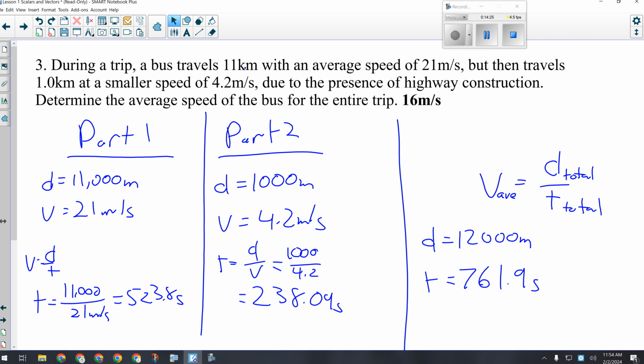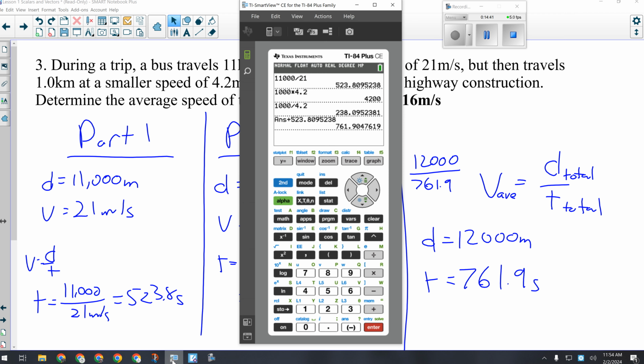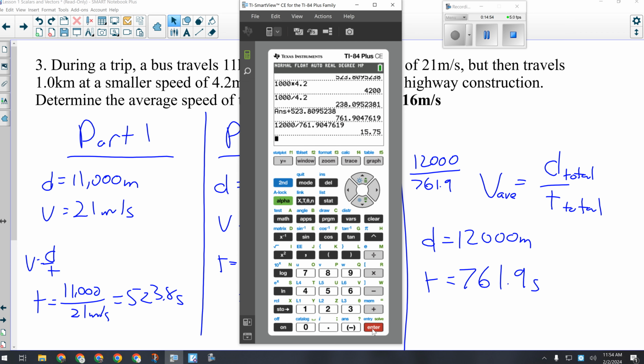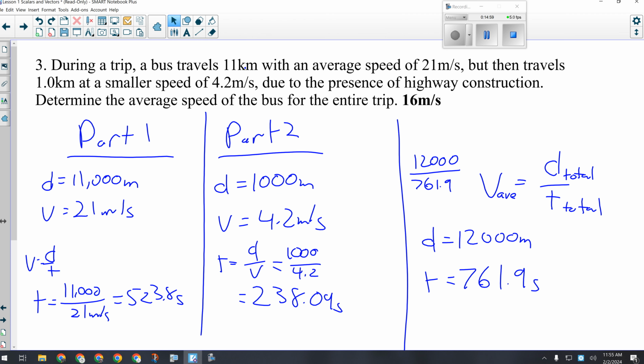Okay, can I get the average speed now? Okay, total distance over total time. So we take our 12,000, we divide it by 761.9. Okay, but with all of our decimals. Whoops, did that backwards. Okay, so the average speed ends up being 16 meters per second because we only have 2 significant digits in that question.